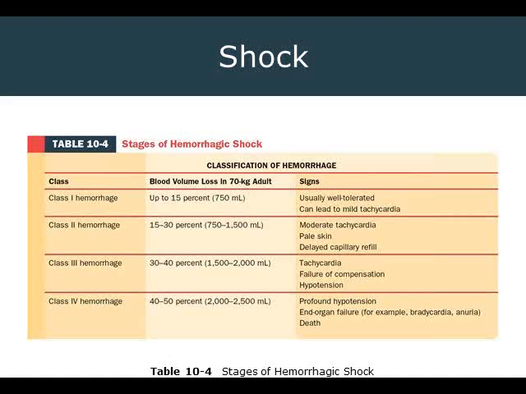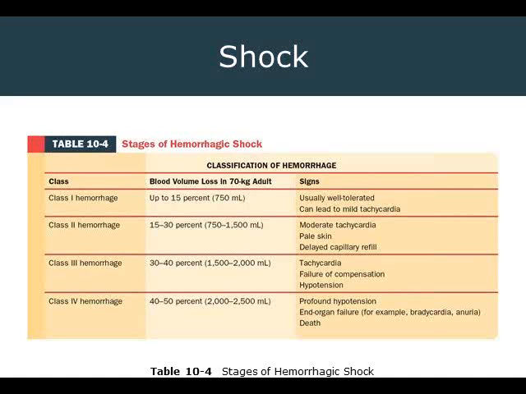Class 3 hemorrhage, roughly 30 to 40% of their blood volume is lost. They now have significant tachycardia, 130 plus probably. It may not be quite as high. There's some other cases in which we need to talk about, but failure to compensate, so now they're becoming hypotensive, like we said on the previous slide there.